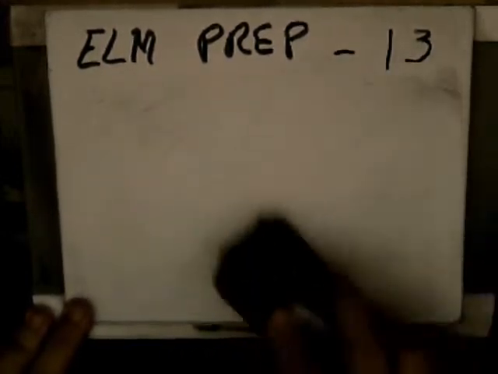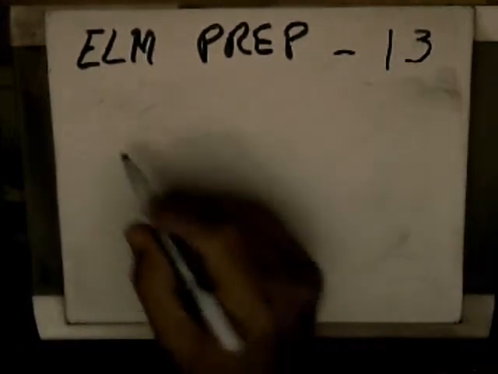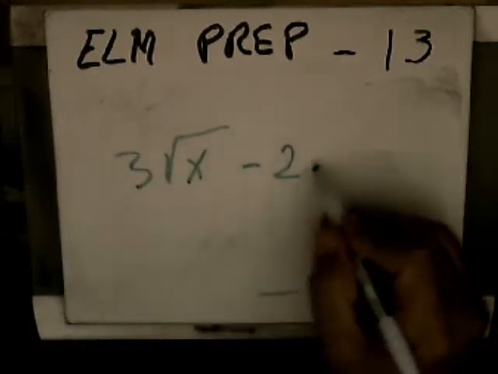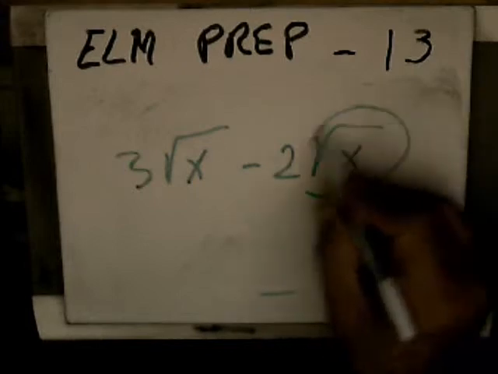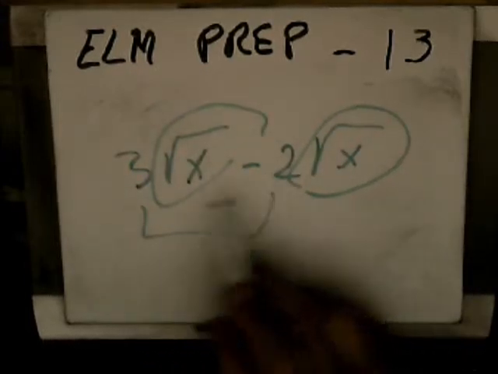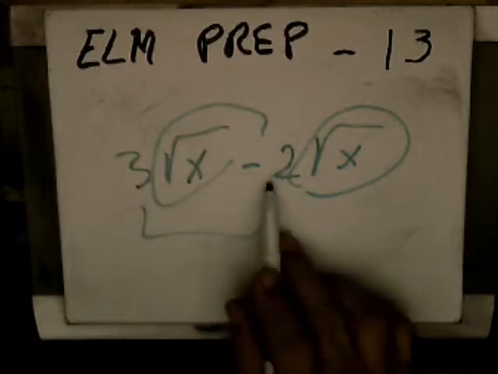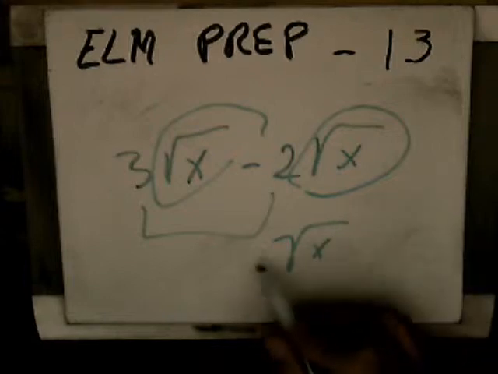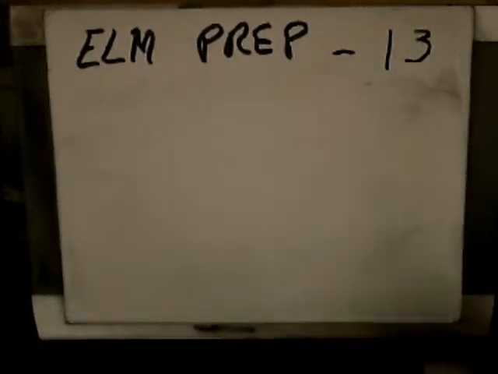Same way if we were to subtract them. 3 square root of x minus 2 square root of x. These quantities are the same. Therefore, I can do this subtraction. Notice that what I'm subtracting is the numbers out front. 3 take away 2, I'm left with 1 square root of x. I do not subtract the insides.